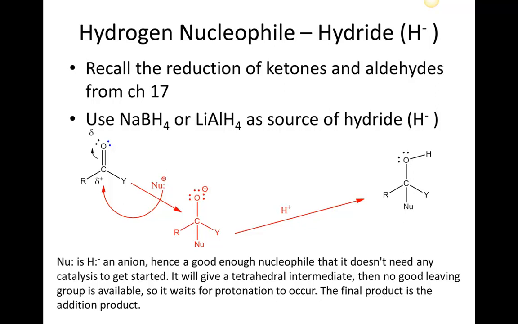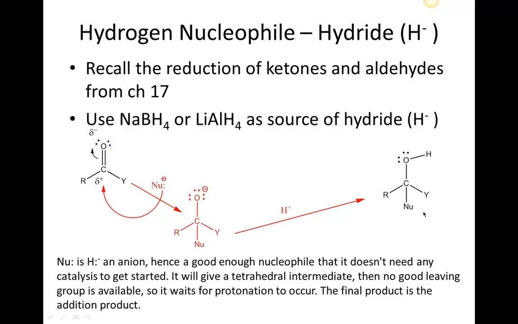We've talked about the reduction of aldehydes and ketones in chapter 17 when we were talking about making alcohols. We could use sodium borohydride or lithium aluminum hydride as our source of hydride ions, and that's a negative charge species, so it can follow the path for excellent nucleophiles and get to the tetrahedral intermediate. Right here, hydrogen is now in the place of this Nu, and then we follow that with a source of protons and we get a tetrahedral product.